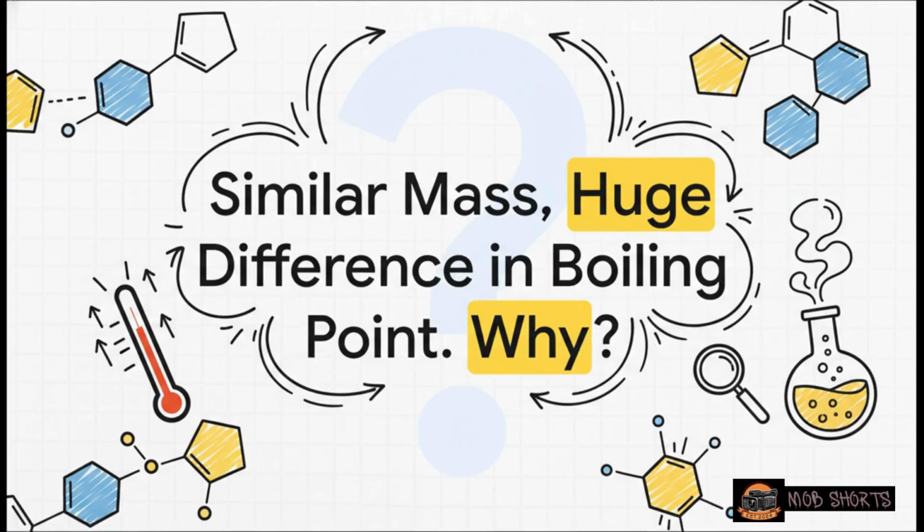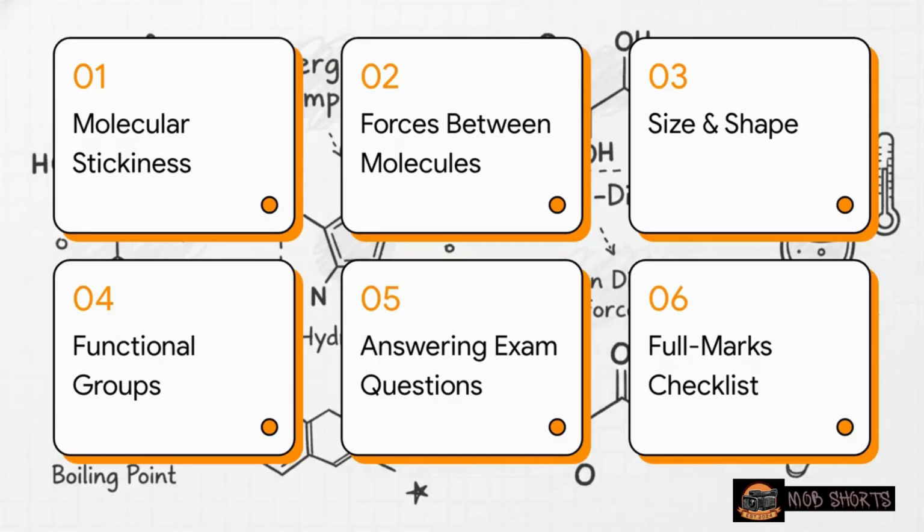This is the central mystery we're going to solve. And trust me, understanding the why behind this difference is the absolute key to unlocking full marks on those tricky exam questions about physical properties. So here's our game plan for today. We're going to start with this idea I call molecular stickiness to really get a handle on the forces between molecules. Then we'll look at how size, shape, and of course those super important functional groups mess with that stickiness. And then the best part, I'm going to give you a foolproof recipe for answering exam questions and a full marks checklist to take away with you.